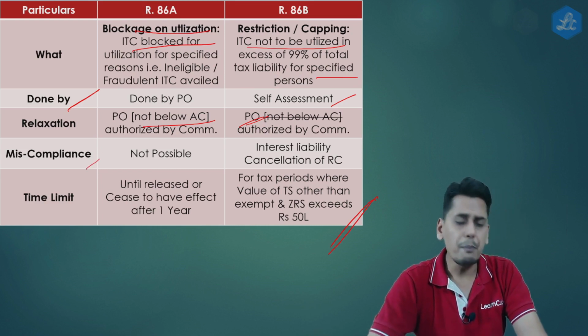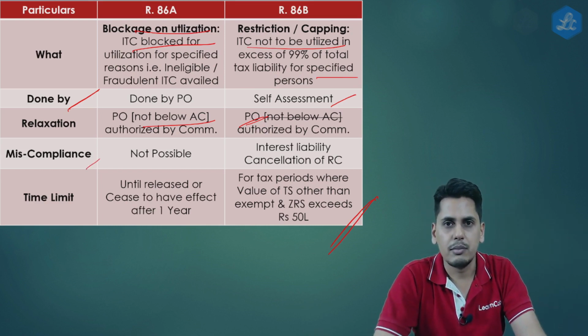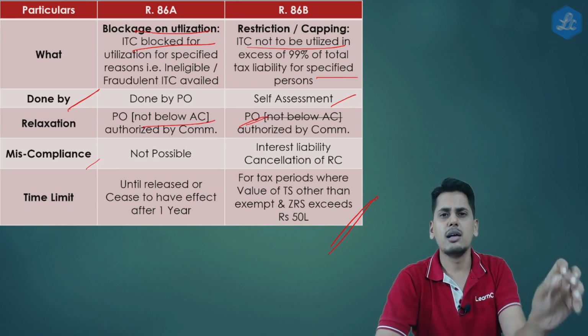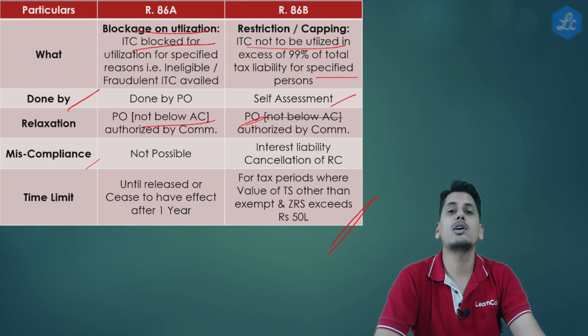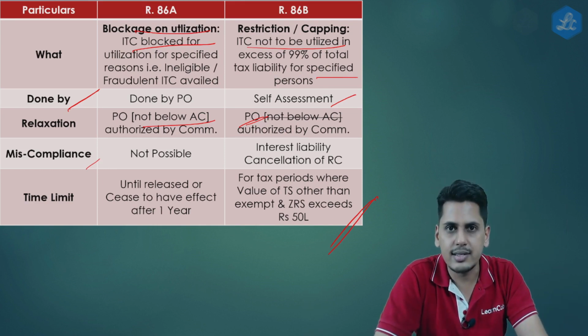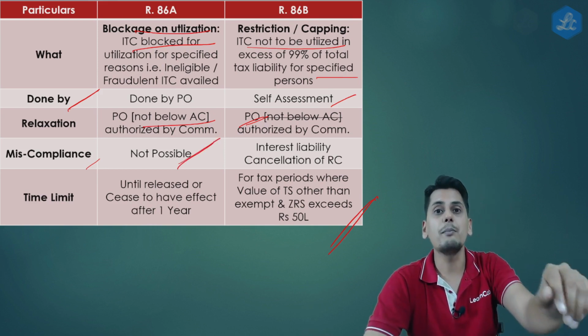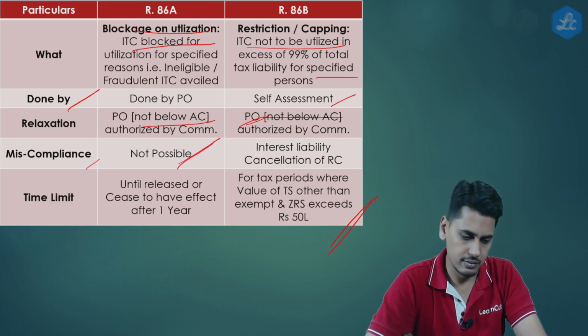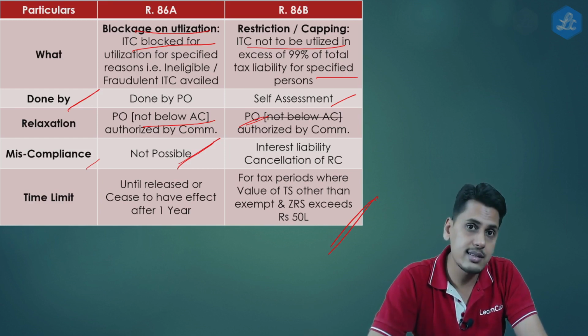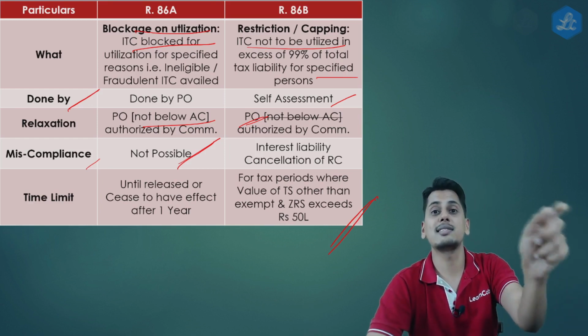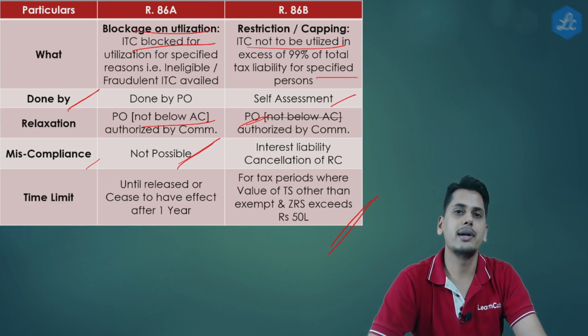Miscompliance. Miscompliance of 86A is not possible because this is there at the officer's hand. The moment he is going to block your electronic credit ledger from being utilized, you naturally cannot utilize it. There is no possibility that you can miscomply with Rule 86A. Rule 86B, yes, miscompliance is possible because this needs to be done on a self-assessment basis.